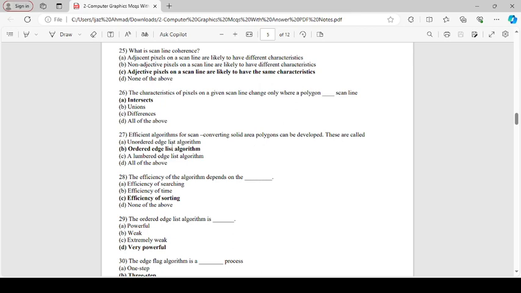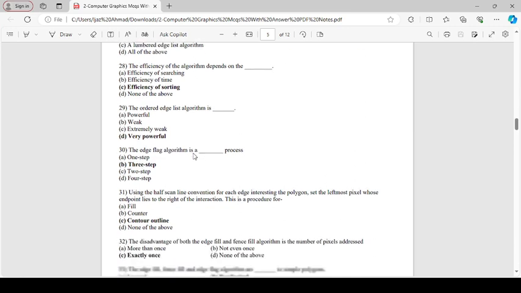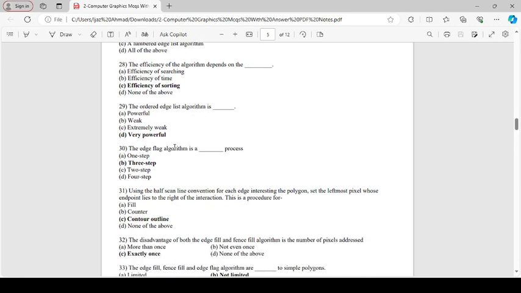Efficient algorithms for scan converting solid area polygons can be developed. These are called ordered edge list algorithms. The efficiency of the algorithm depends on the efficiency of sorting. The ordered edge list algorithm is very powerful.